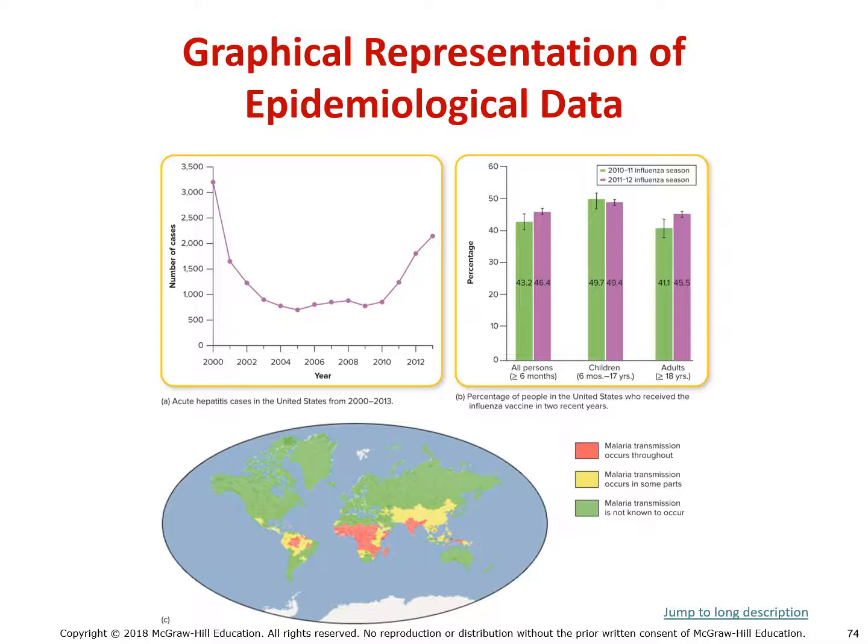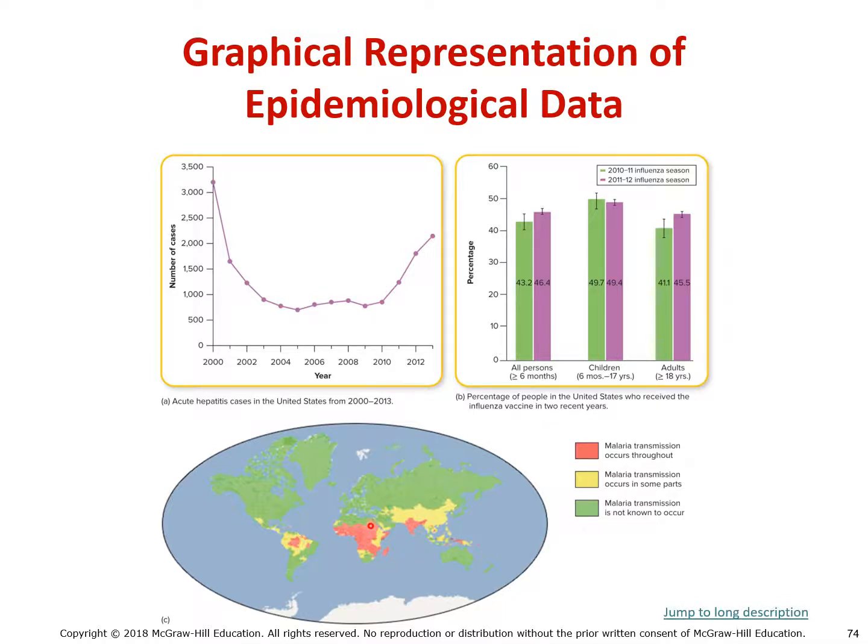We don't just track disease though. Notice in B, these are the rates of influenza vaccines in different age categories. And as you can see, it stays pretty consistent. Overall, about half the population will get the vaccine, and thus about half the population has some protection against the disease. Down here in C, notice we're graphing rates of malaria.